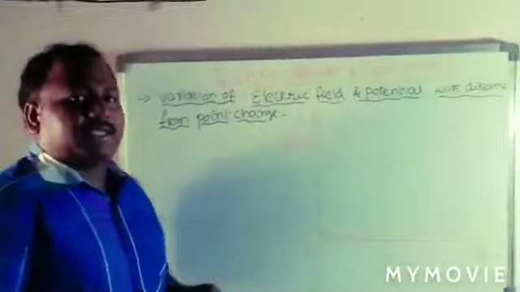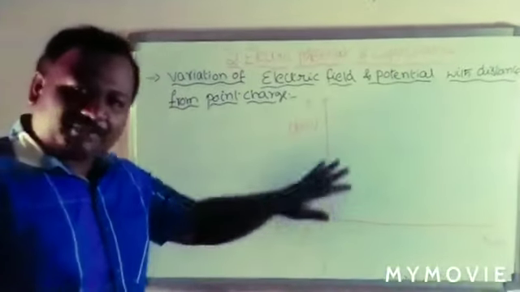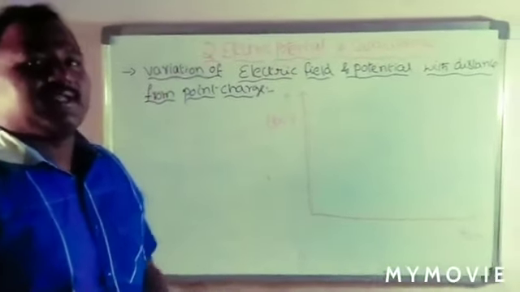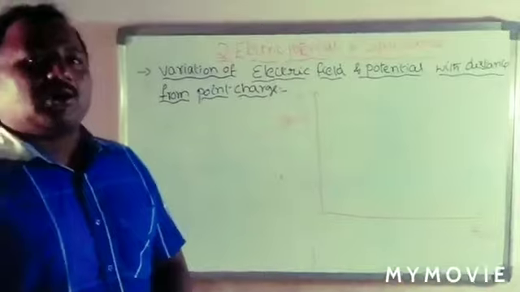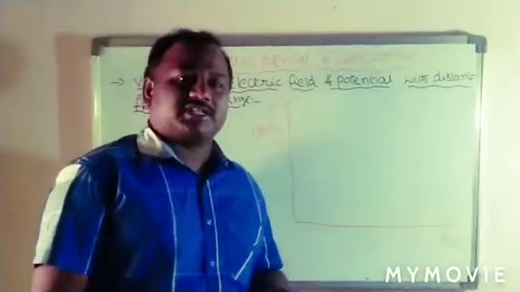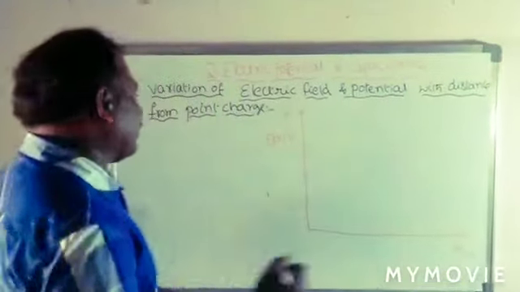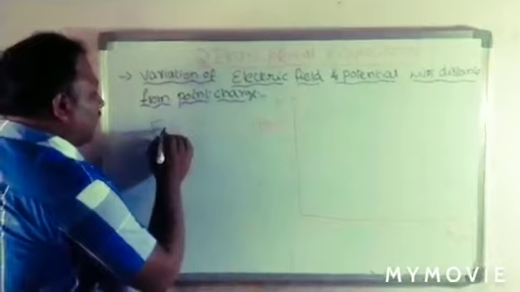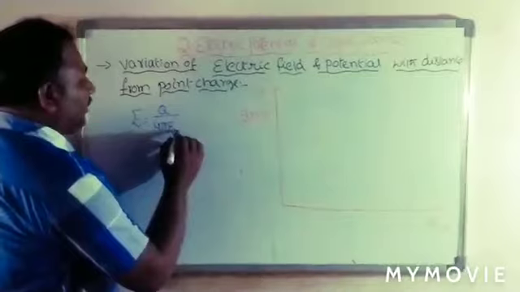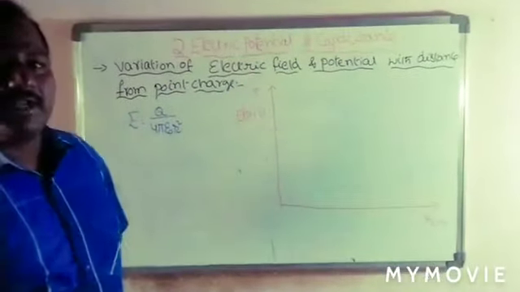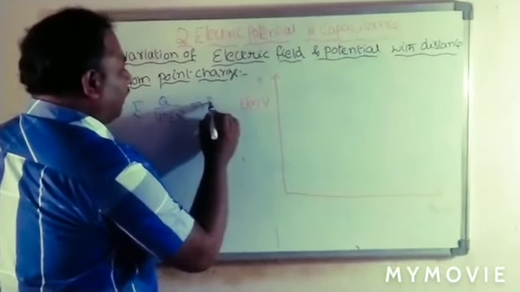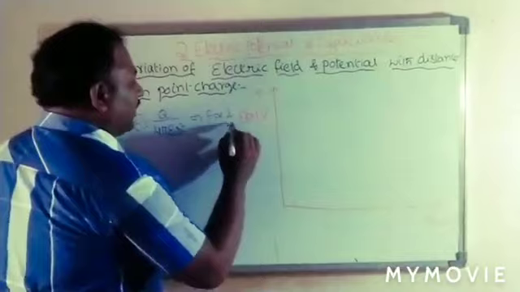Okay. Now you know the electric field and you know the electric potential. How are these varied with respect to the distance from the point charge? This is important, two more questions: how the electric field varies with respect to the distance and how the electric potential varies with respect to the distance. For that, you know the electric field formula: E is equal to Q by 4 pi epsilon naught into R square, where R is the distance between the point charge and that point. From this we write that the electric field is inversely proportional to R square.